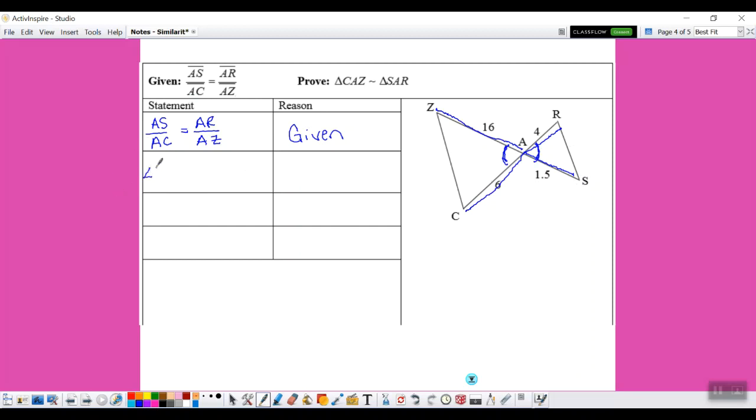So we know that angle ZAC is congruent to angle RAS because vertical angles are congruent. Because we know those two things now, we can prove the triangle is similar by side-angle-side similarity. So triangle CAZ is similar to triangle SAR.